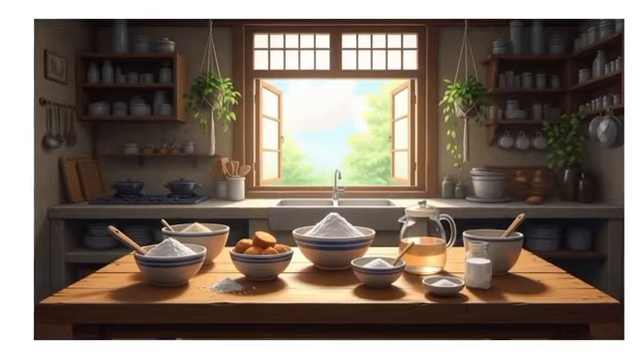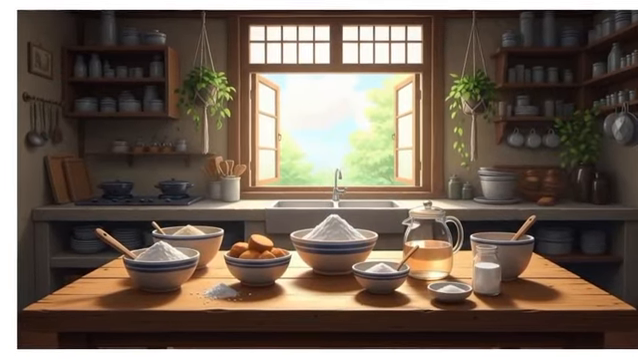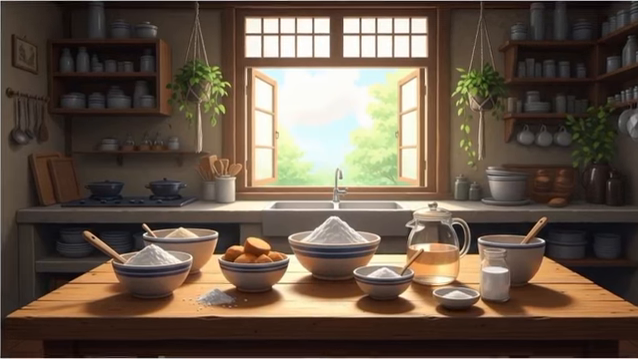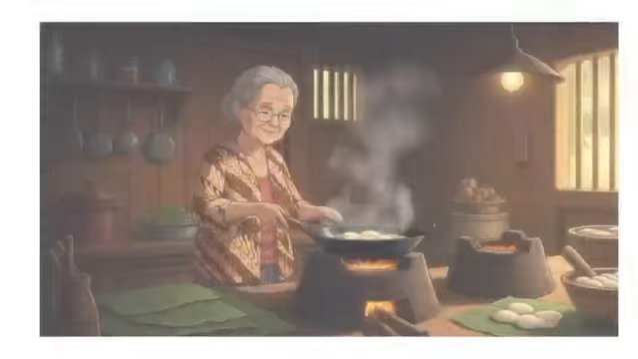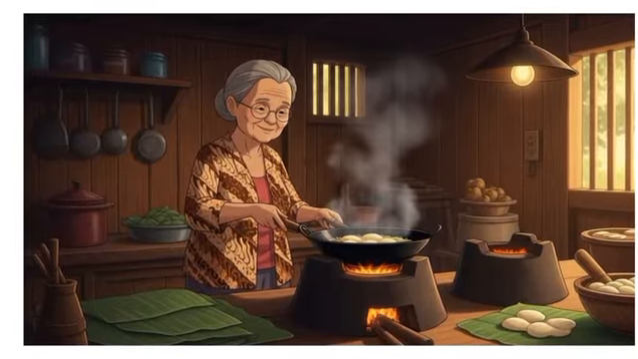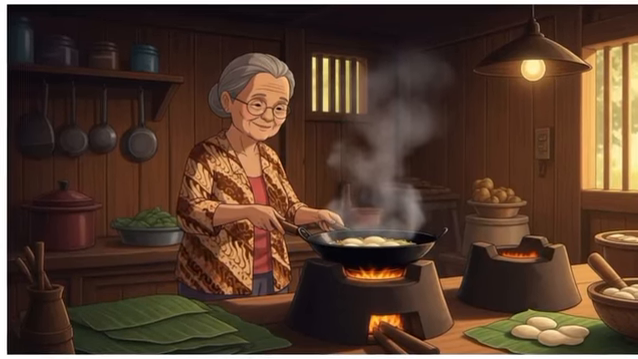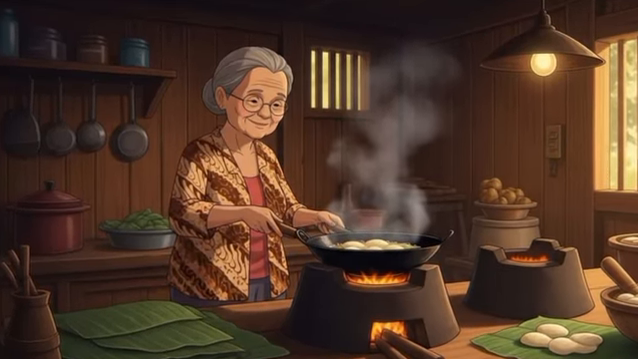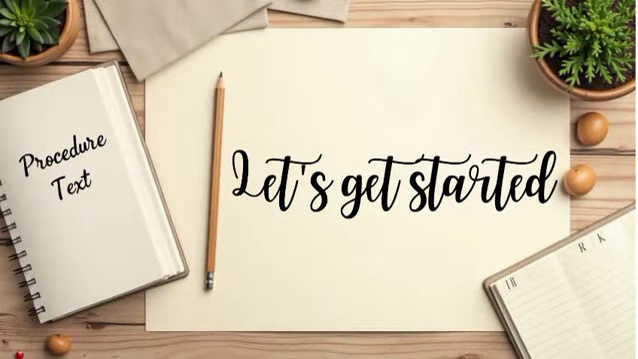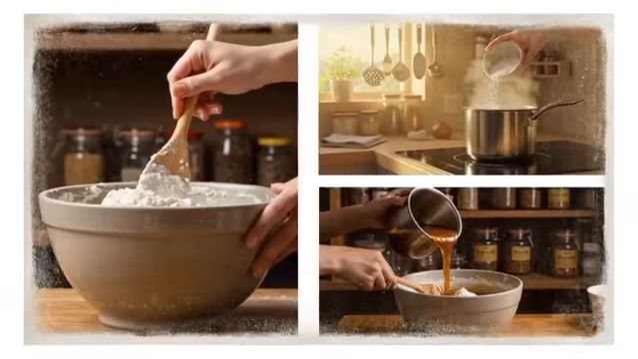Now that we've written the goal and materials together, I will show you the final result, the complete procedure text of how to make kue cucur. Please pay attention to the structure, the verbs, and the connectors we've learned before. This is how the text should look when we put everything together. You can use this as a model when you write your own procedure later. Let's read it together slowly, step by step.